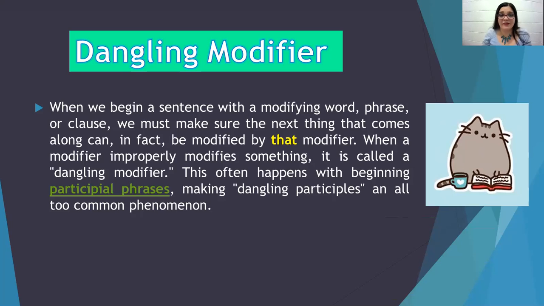When we begin a sentence with a modifying word, phrase, or clause, we must make sure that the next thing that comes along can in fact be modified by that modifier. When a modifier improperly modifies something, it is called a dangling modifier. It often happens with the beginning participle phrases that we see, making dangling participles an all too common phenomenon. That's common, and we make this mistake a lot.